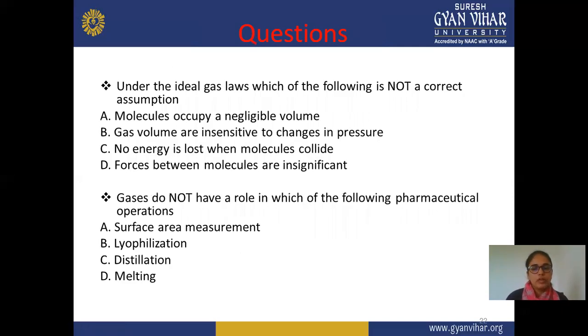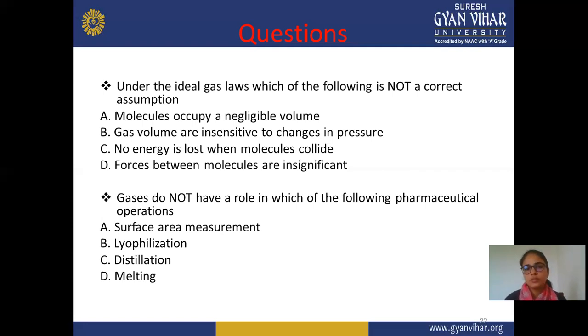Next is the question part. According to today's topic and these tests, we have also covered some questions. If you know the complete information regarding the aerosol, from the starting introduction part to the complete evaluation parameters, you can easily answer these questions. The first question is, under the ideal gas law, which of the following is not a correct assumption? Ideal gas law relates to the propellant present in your formulation, and according to this law, one option is not correct; all others are correct. You can select the one option which is not a correct assumption.